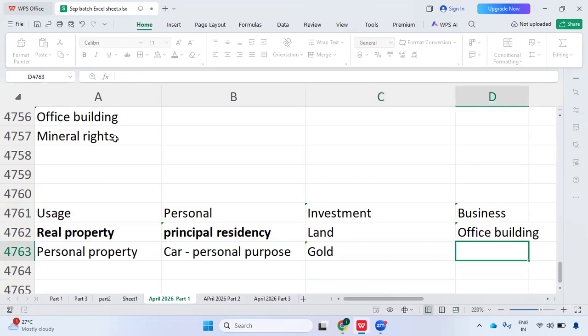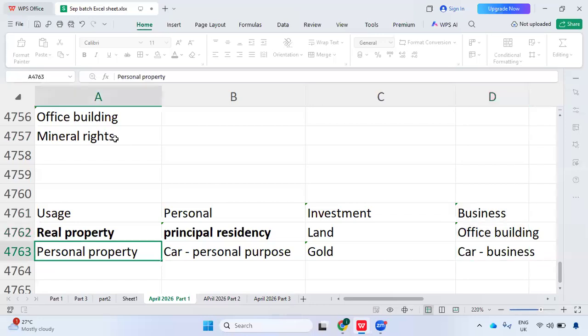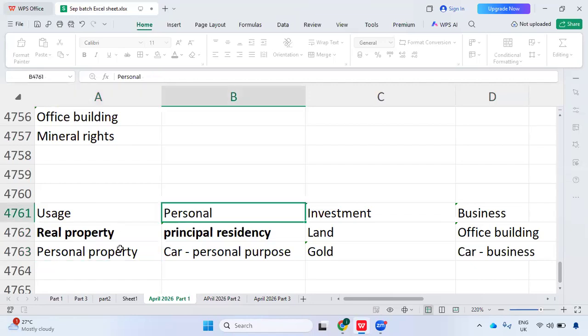And then business use personal property. Again, let's go with a car. The taxpayer has a car and uses the car for business purpose. So that is personal property for business use. We need to understand this difference: personal property with personal use, and personal property for business purpose. So these are the different categories.